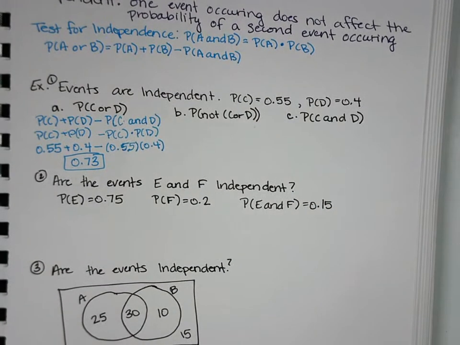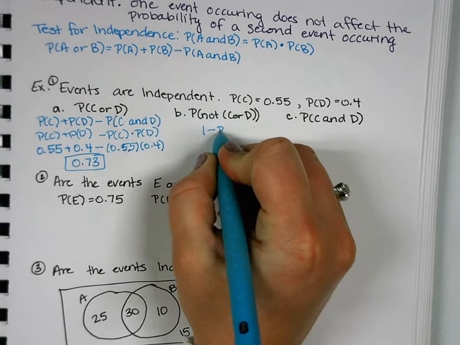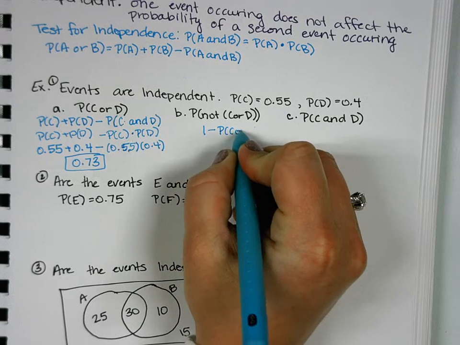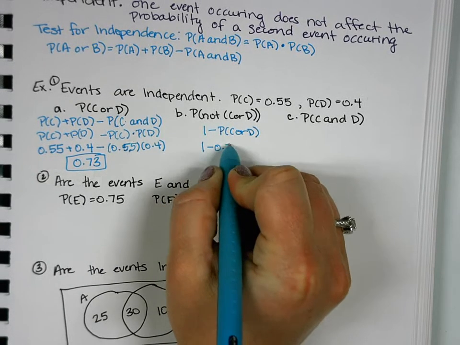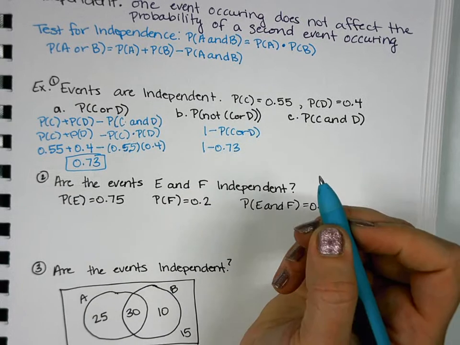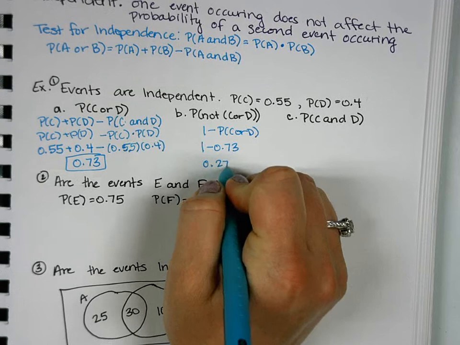Okay, anyone remember how we did the not C or D? We do 1 minus the probability of C or D. That part is not any different than yesterday. So 1 minus 0.73 will give us 0.27.